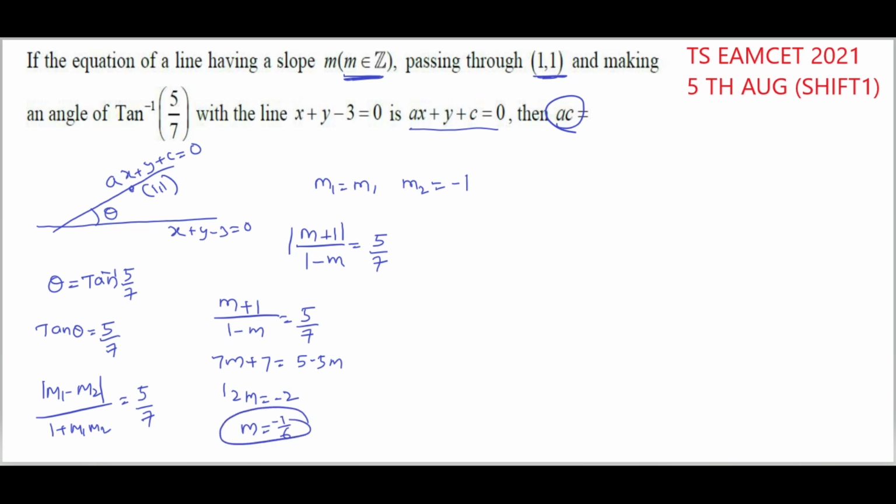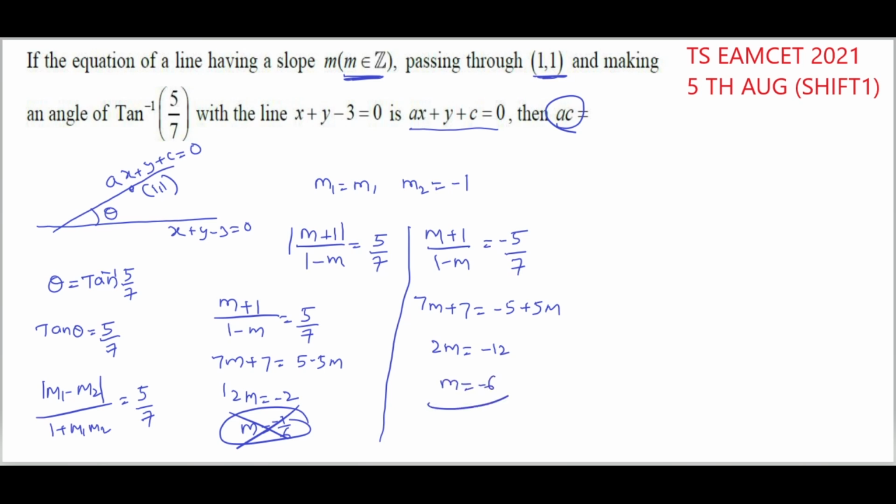Here it is given that m belongs to Z, so this is not the m value. Now take minus: (m plus 1) by (1 minus m) is equal to minus 5 by 7. From this, 7m plus 7 equals minus 5 plus 5m. So 2m equals minus 12, m equals minus 6.